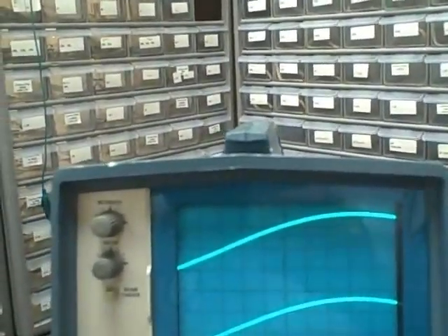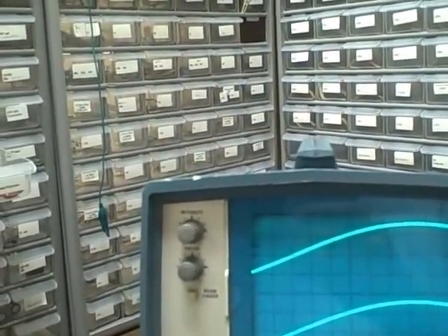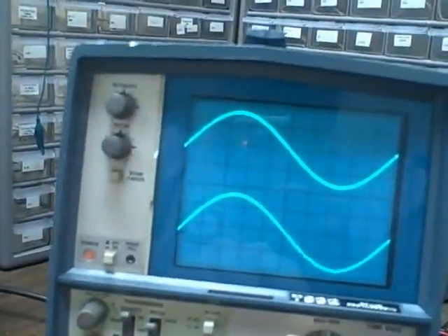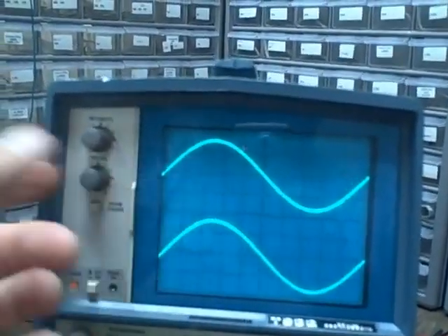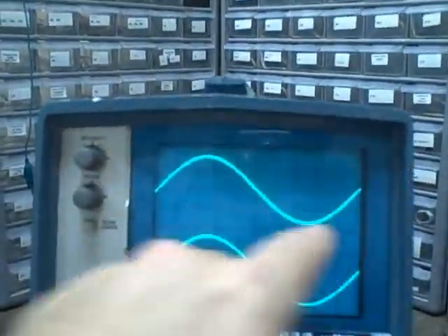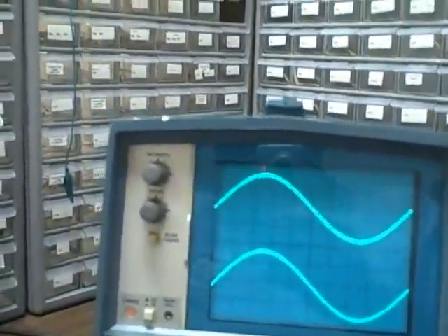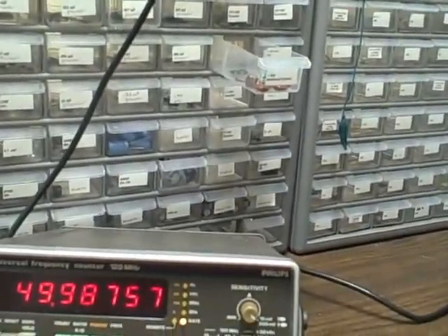2 microseconds per division. And alright, there's 50,000. One cycle in 10 divisions, and that's at 2 microseconds per division. So 20 microseconds for the 10, 20 microseconds for the one sweep. That's going to wind up being 50,000 hertz.